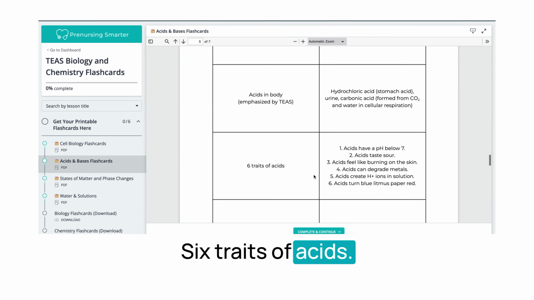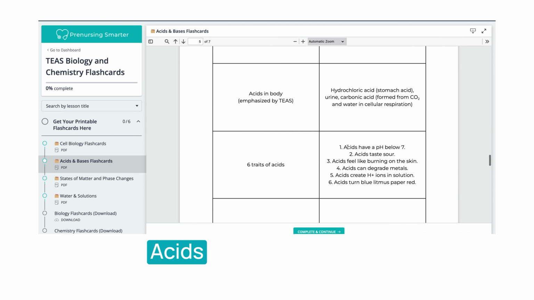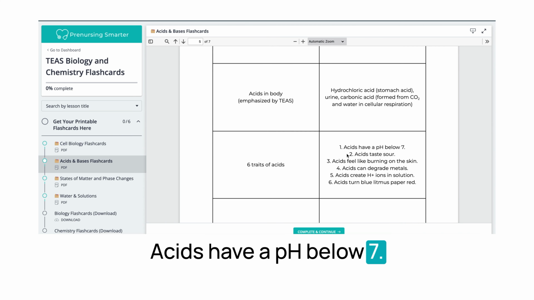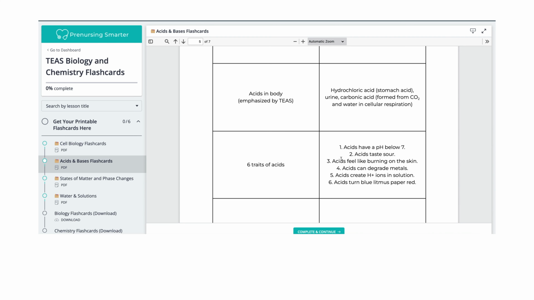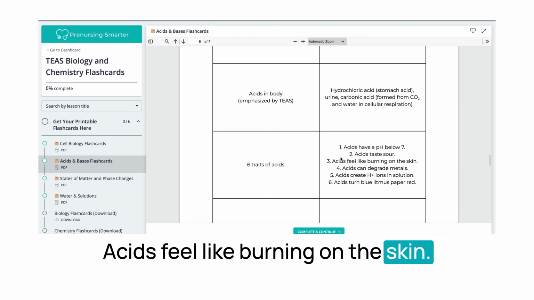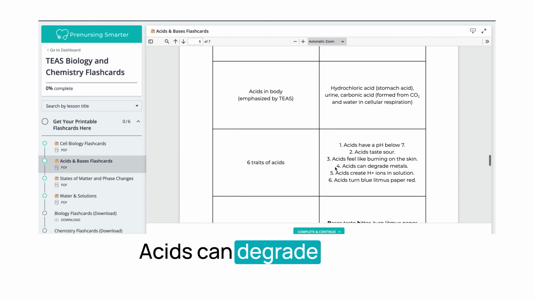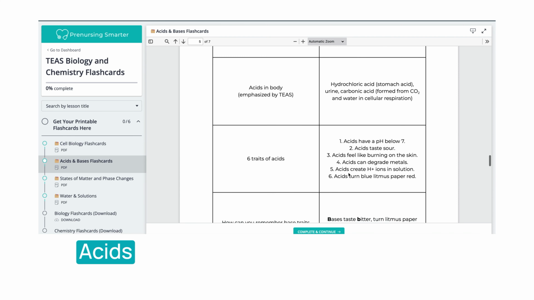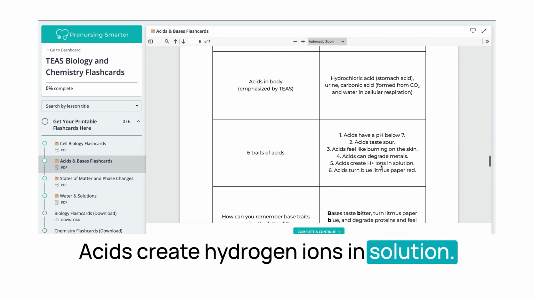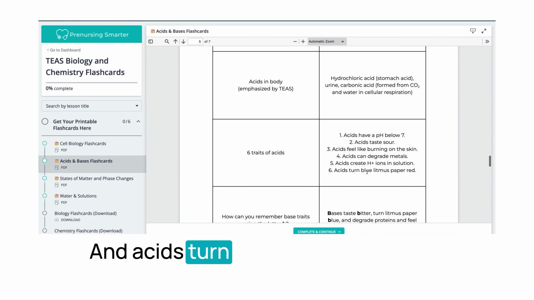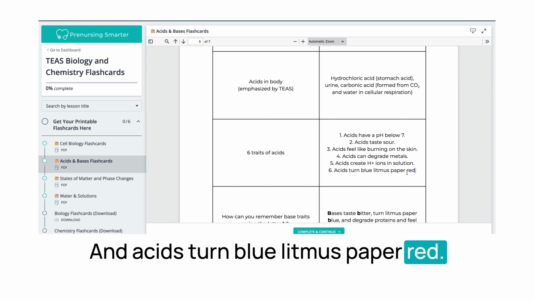6 traits of acids. Acids have a pH below 7. Acids taste sour. Acids feel like burning on the skin. Acids can degrade metals. Acids create hydrogen ions in solution. And acids turn blue litmus paper red.